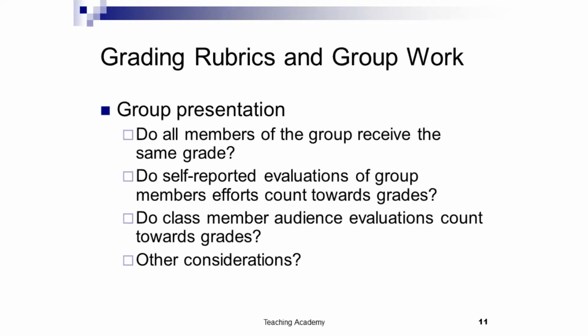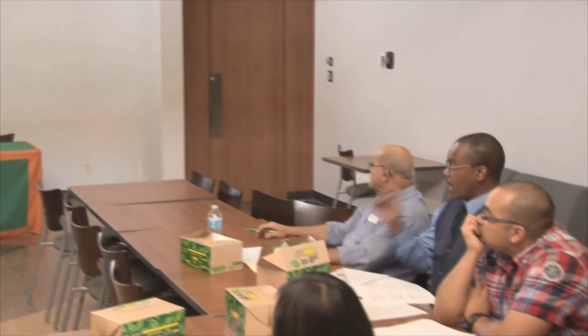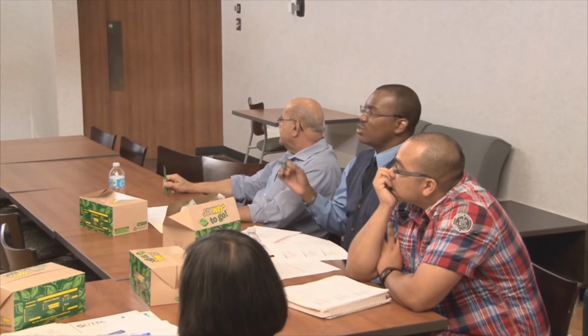So we looked at the self-reported evaluations as well. What about class member audience evaluation? If somebody's doing a presentation, does everybody get to evaluate that group, or does just the group evaluate themselves, along with the instructor? What do y'all think? Mostly at the undergraduate level, the instructors will require those who are not presenting to evaluate their peers. But at the graduate level, you're not going to see that too often. The instructor will do most of the evaluation.